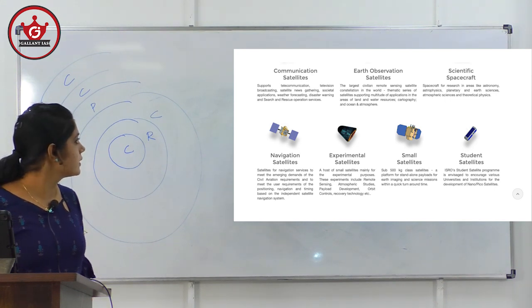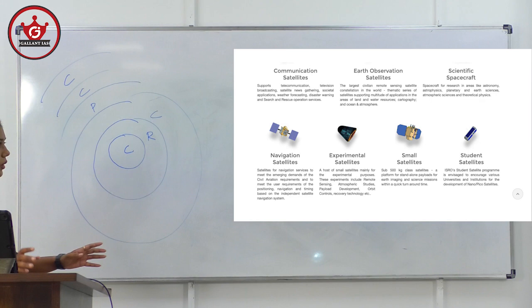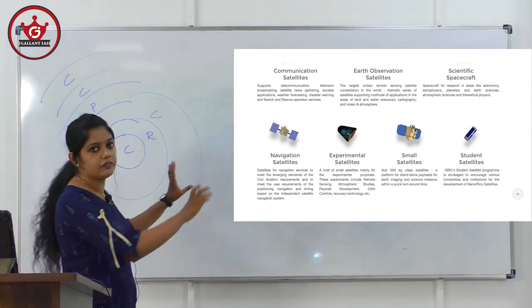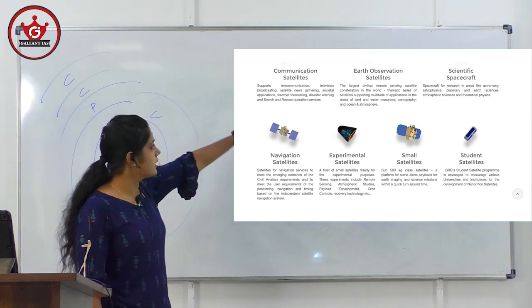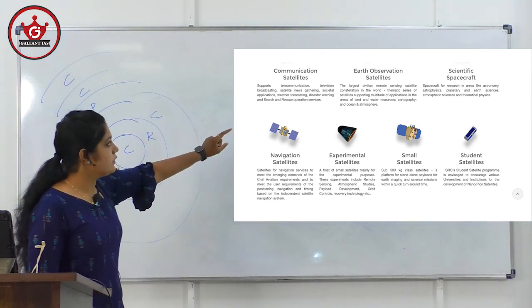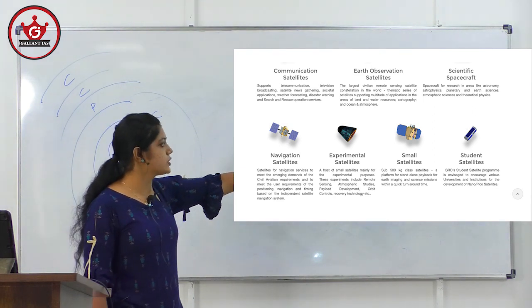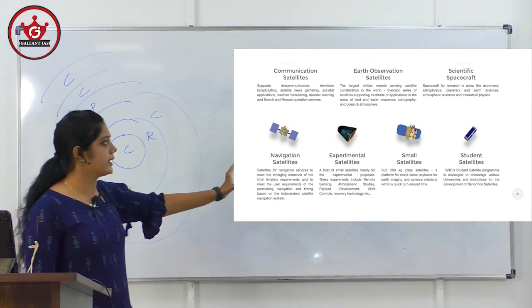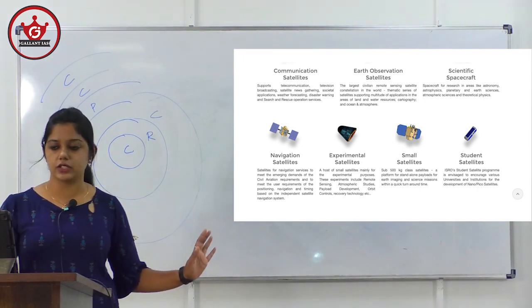Moving on further, we have spacecraft or satellites related to ISRO. Again, I have screenshotted it from ISRO's website. One is communication satellite, Earth observation satellite, scientific spacecraft, navigation satellite, experimental satellite, small satellite, student satellite. You can read this later. This is a screenshot from ISRO's website. You can refer to the website also.